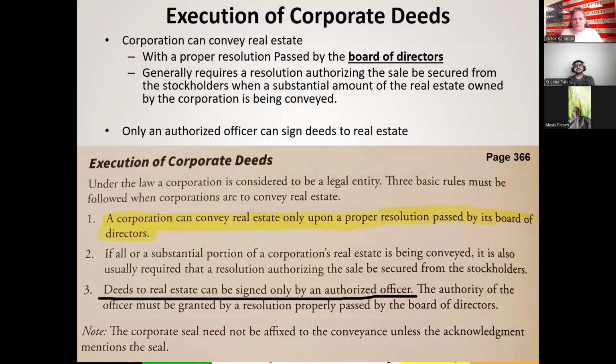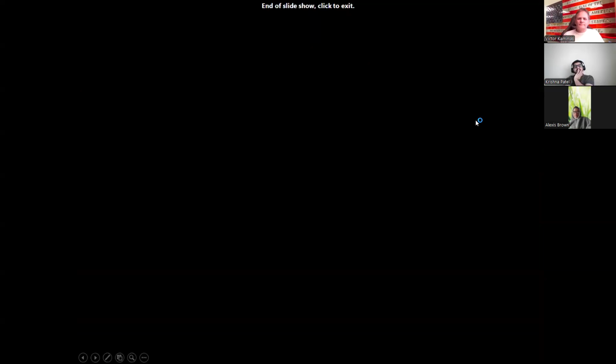So let's highlight: a corporation can convey real estate only upon a proper resolution passed by its board of directors. And deeds to real estate can be signed only by an authorized officer. The affixing of a corporate seal is only needed if it's mentioned in that authorization letter, if they mention the need of a corporate seal. And that concludes chapter 19.